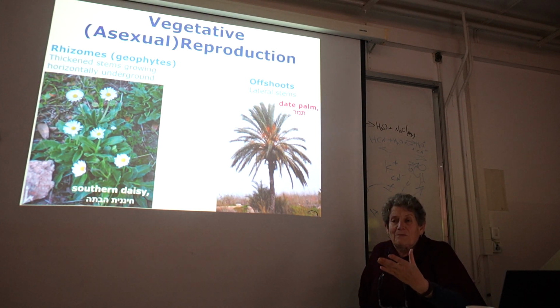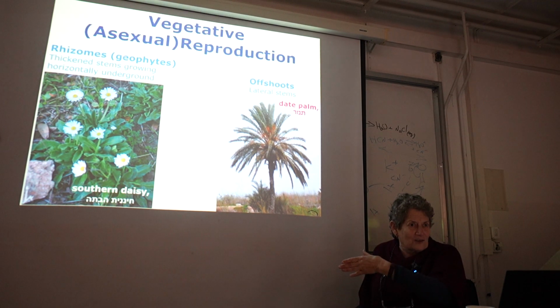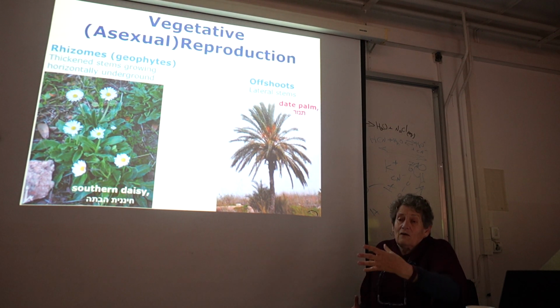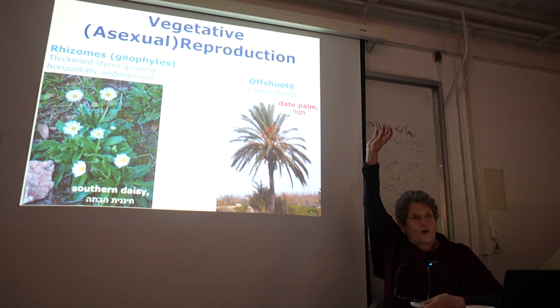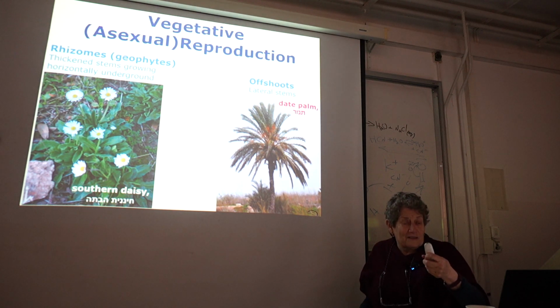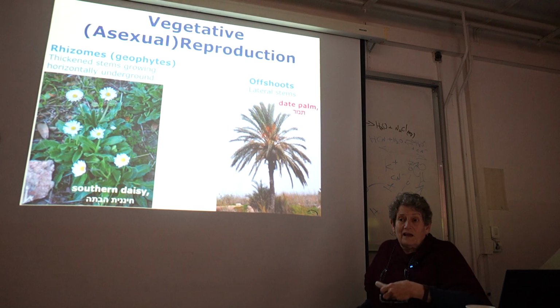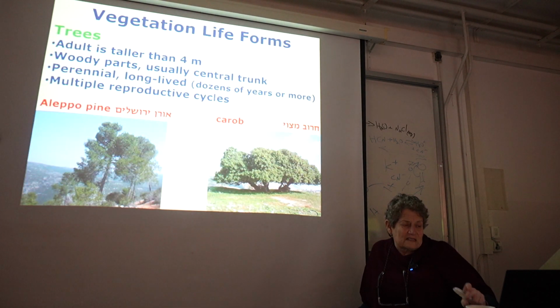Now, when we see cultivated palms, the farmers cut these off. They don't allow them to develop because they will compete with the tree for nutrients. And so then we see these nice tall palm trees. But if they're left alone, then they will start reproducing vegetatively from offshoots.